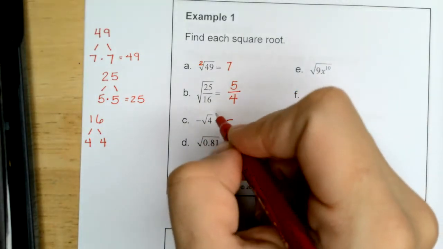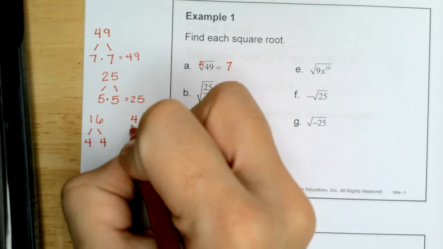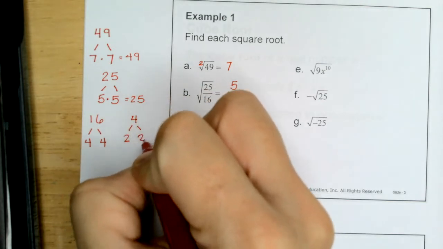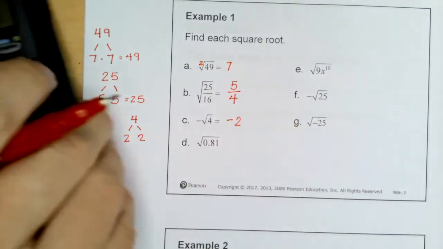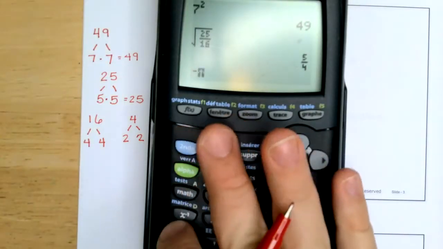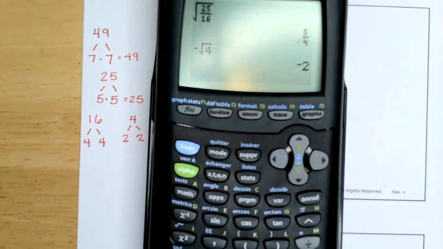The square root of 4 is 2 and 2, right? So the negative square root of 4 is -2.